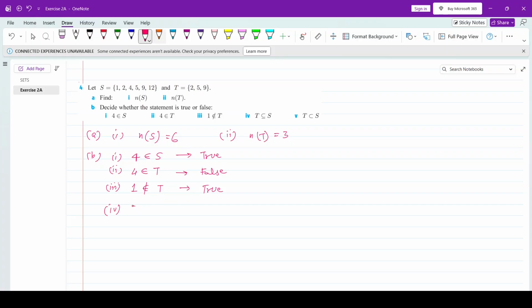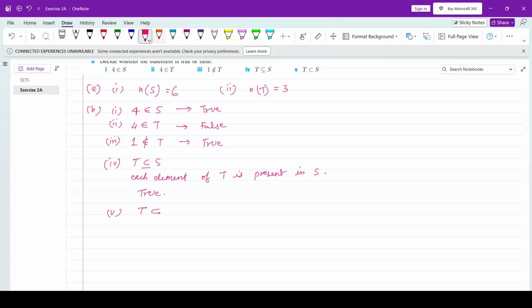Part 4 says T is a subset of S. So what is the definition for a subset? When we say T is a subset of S, that means each element of T is present in S. So is it true? Each element of T is also present in S. 2, it is present. 5, it is present. 9, it is present. Then we can say this statement is true.